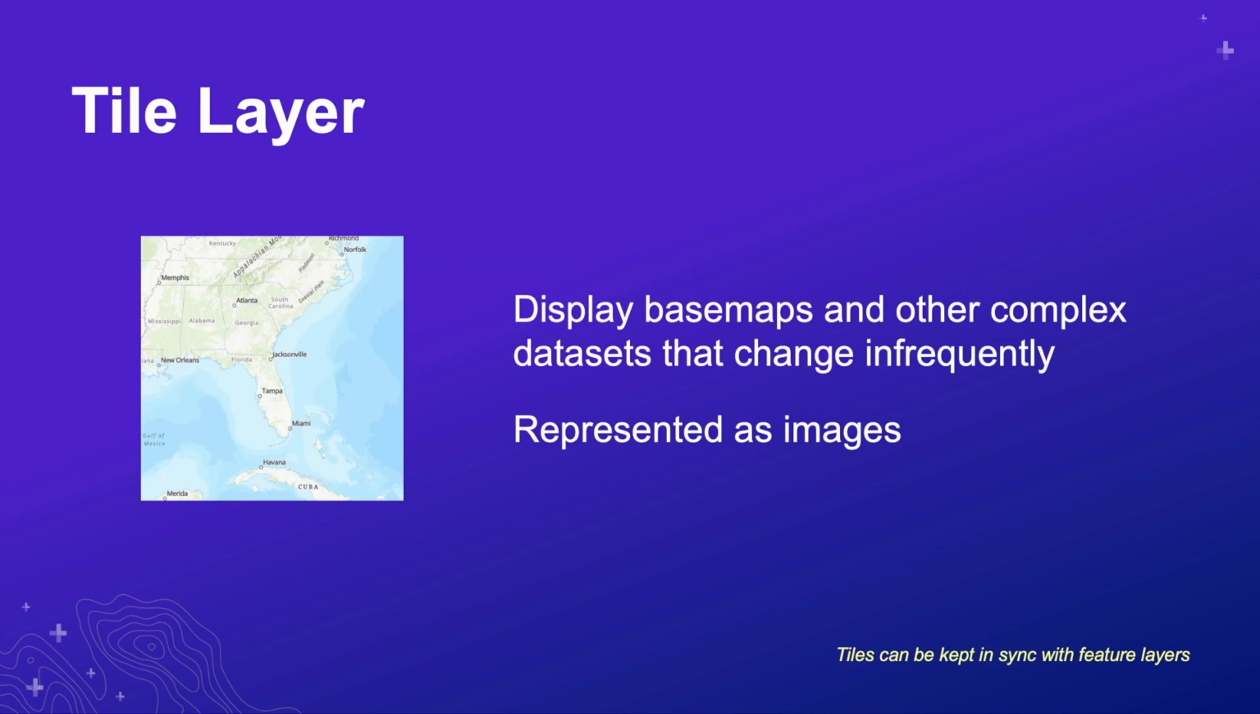Taking a look first at the tile layer. This helps you display base maps and other complex data sets that change infrequently. Think of city and county or state boundary data. It's not changing very often, right? And this is represented as images. Tiles can be kept in sync with feature layers, so you can have the tiles updated when your feature layer data is updated.